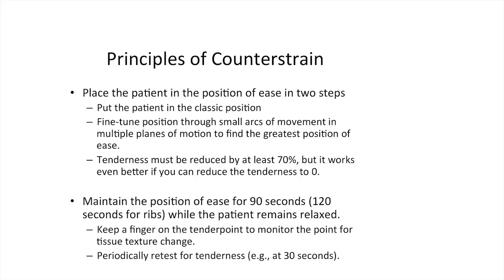Maintain the position of ease for 90 seconds. You will need 120 seconds for ribs, while the patient remains relaxed. Keep a finger on the tender point to monitor the point for tissue texture change. Periodically retest for tenderness, for example, at 30 seconds, to be sure that the position is appropriate.